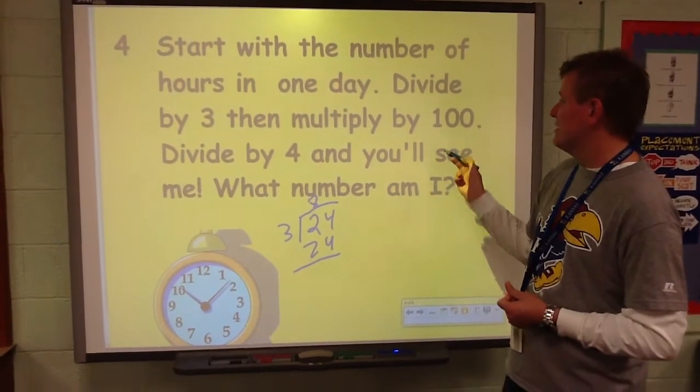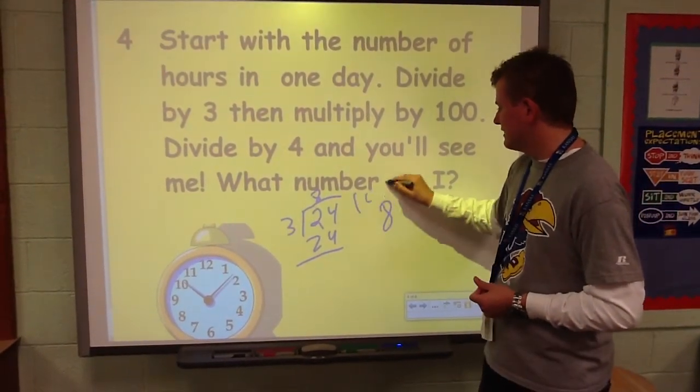So it says divide by 3, then multiply by 100. So I've got 100 times 8.